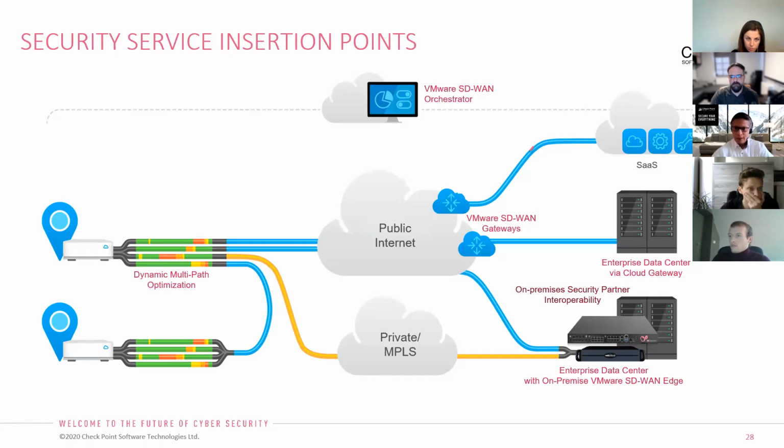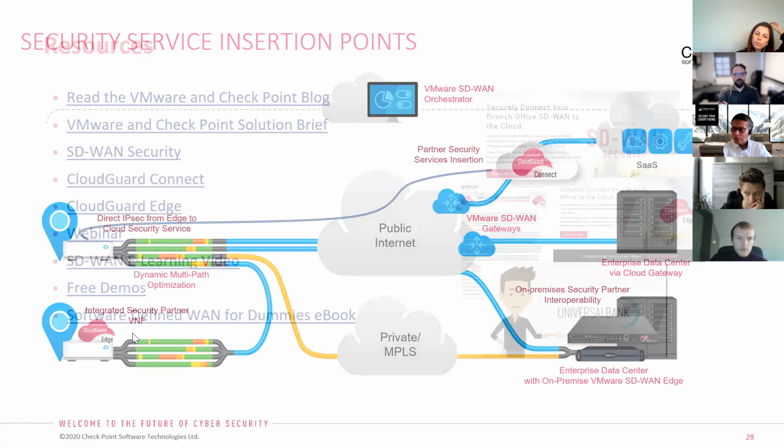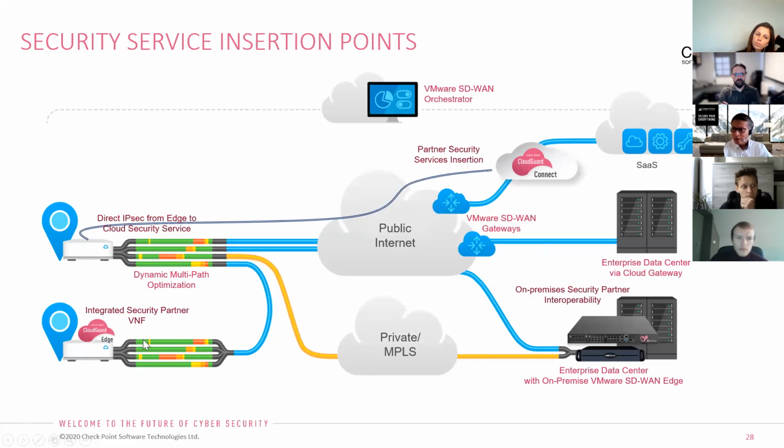How do we plug it in there? As a Check Point solution, we have two ways to insert the security. We have Check Point CloudGuard Connect, which is a direct connection or direct tunneling to the cloud. This is the one that I didn't cover in this presentation. But the other one that we do have is the CloudGuard Edge, which really runs on top of your SD-WAN Edge devices. And this ensures the proper communication in a secure way from the branch device to the enterprise data center or the SaaS applications.